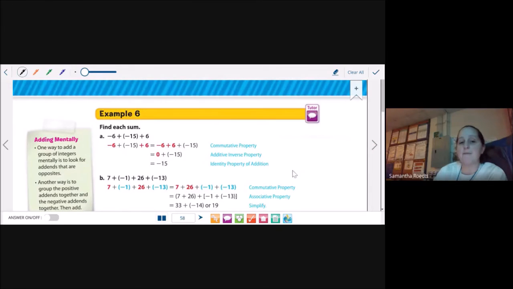All right, example 6, find each sum. -6 plus -15 plus 6. I notice that -6 and 6 are additive inverses of one another, so they equal 0. So I'm left with -15, so my answer is -15.